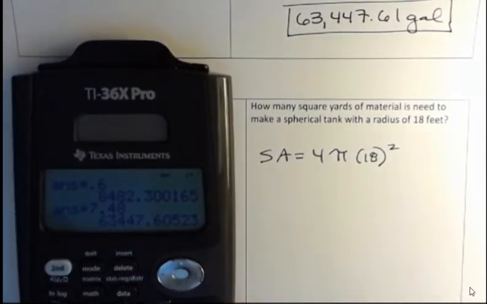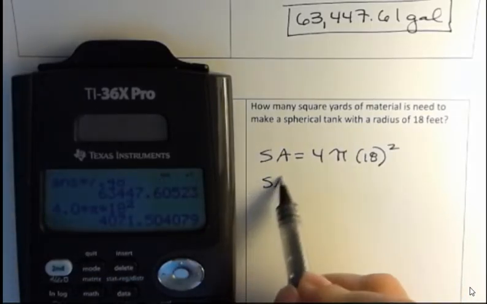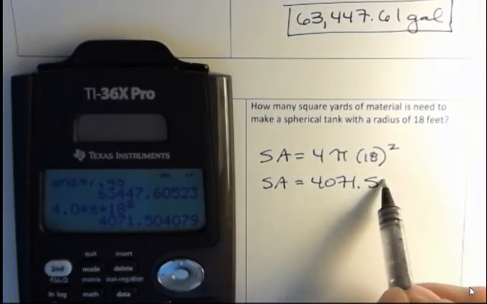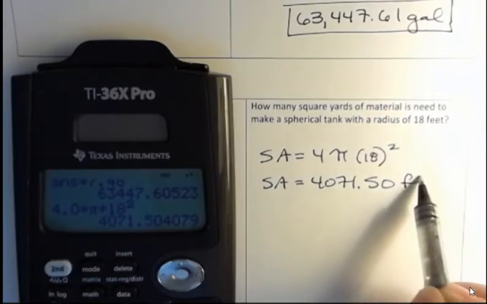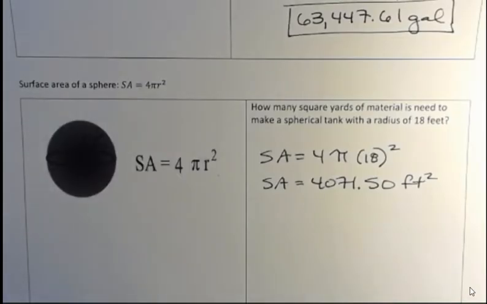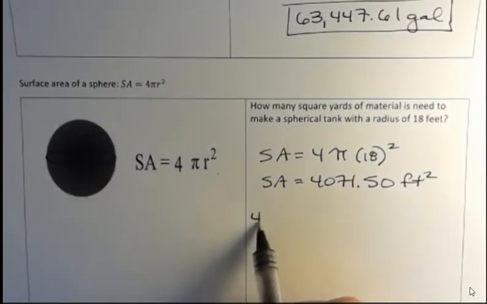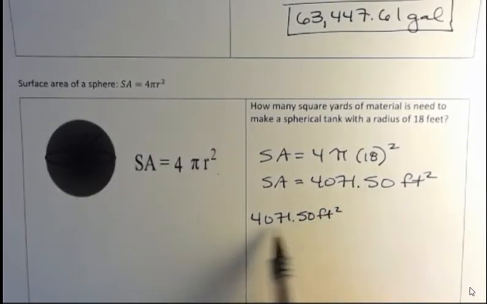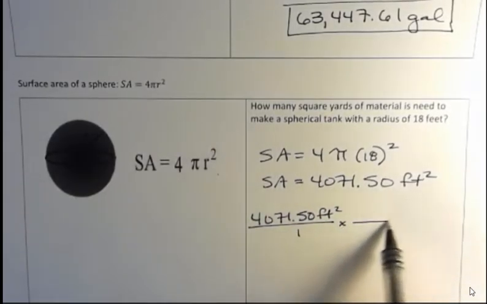Okay, so let's do 4.0 times pi. Why did I do the 0.0? Just to make sure it comes out as a decimal, and then 18 squared. And that gives me a surface area of 4,071.50, and this is feet squared. Now, it asks how many square yards, so maybe they only sell it by the square yard. So what I'm going to do is take 4,071.5 square feet, put it over 1, times, what's the conversion?